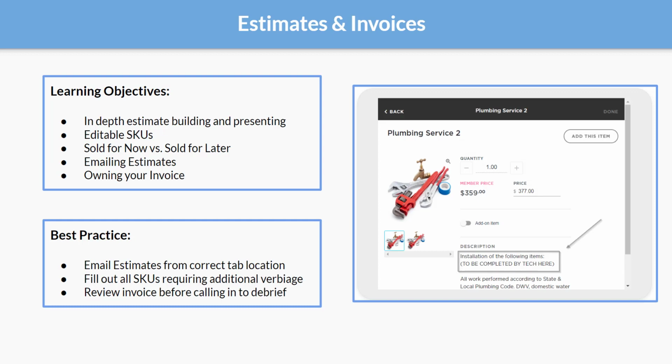Estimates and invoices. In this module, you should have learned more in-depth estimate building and presenting, while learning about editable SKUs, selling for now versus selling for later, emailing estimates, and owning your invoice. A few best practices are to always email estimates from the Estimates tab and email invoices from the Invoice tab. Make sure to fill out all editable SKUs prior to presenting, and review and audit your own invoice before calling in to debrief.